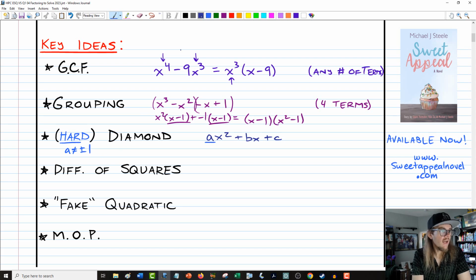If we have just a classic diamond, in that case, that's when a equals positive 1 specifically. If it's negative 1, you can treat it as a GCF, but basically we've done this one before. You kind of know the trick. What 2 numbers multiply to a times c, and add to positive b? It's that same game you've been doing for a while.